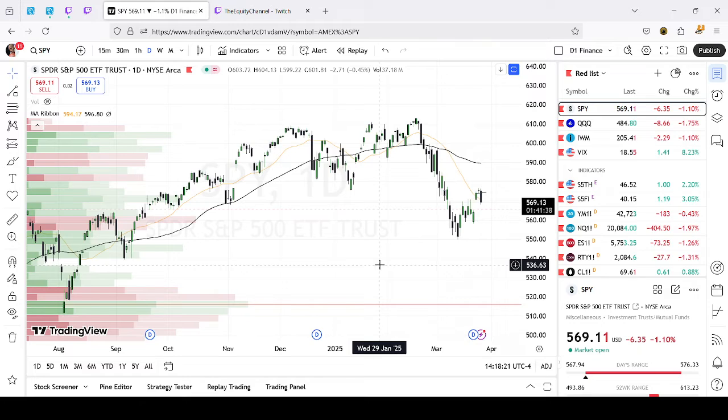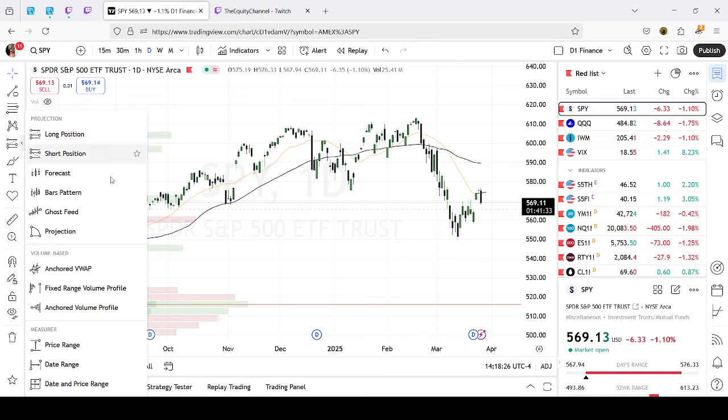Now, today we're going to be talking about the anchored volume profile. This is a special tool that investors and traders can use to see where the largest buyers and sellers most agreed on price. Now, this is important because you want to understand where key decisions were made in the past and where they could be made in the future.